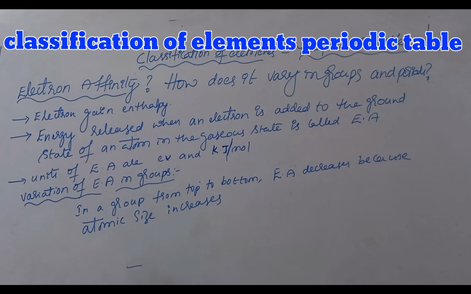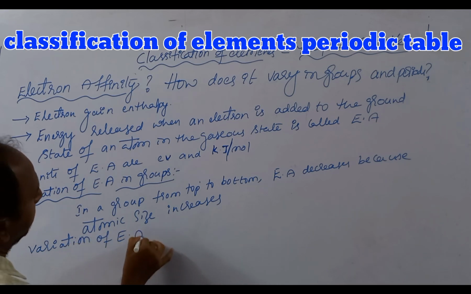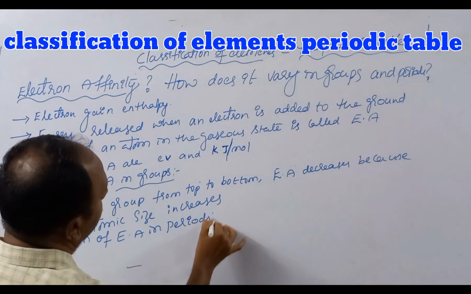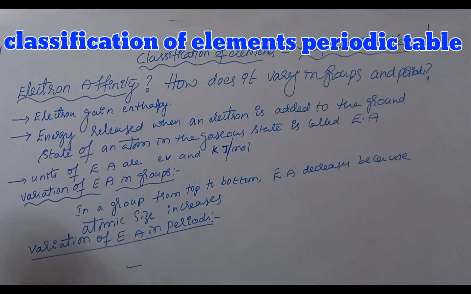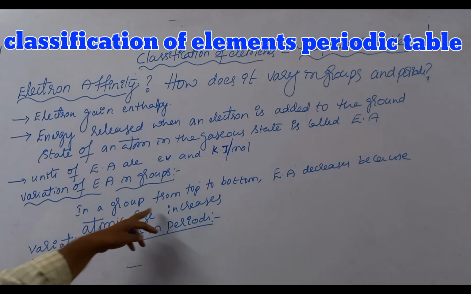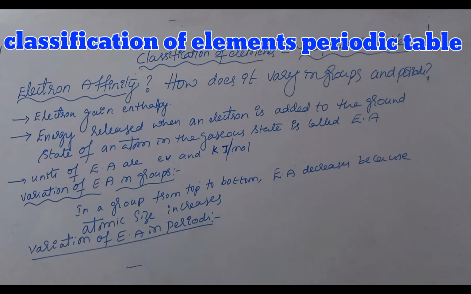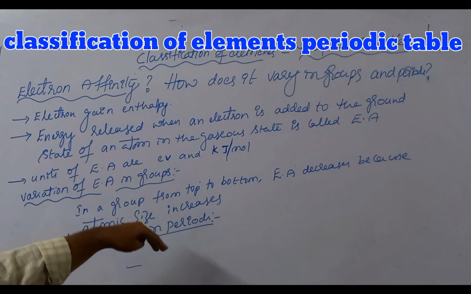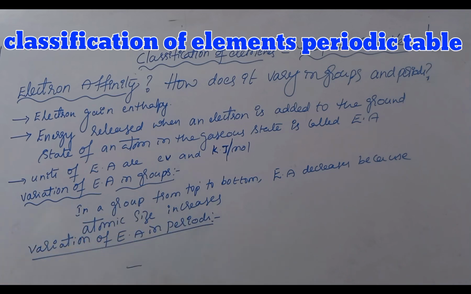Next, variation of electron affinity in periods. In a group from top to bottom, electron affinity decreases because atomic size increases. You know groups are nothing but vertical columns and periods are called horizontal rows.